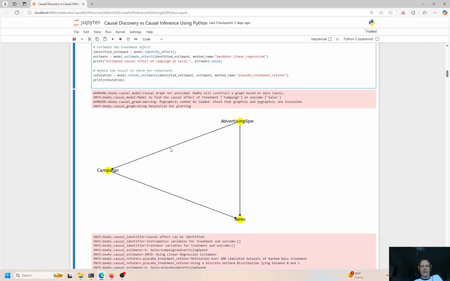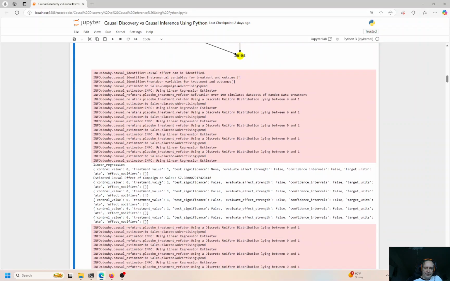Again, the length of the arrow has no significance at all, but the direction of the arrow is very important. It says it's going from one node to another node. So from advertising spend to campaign, advertising spend to sales, and campaign to sales.